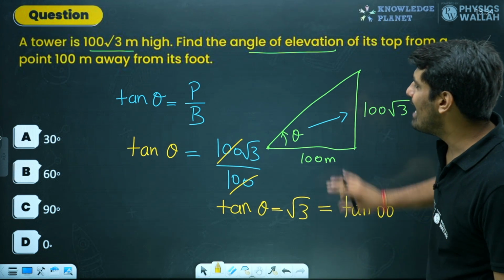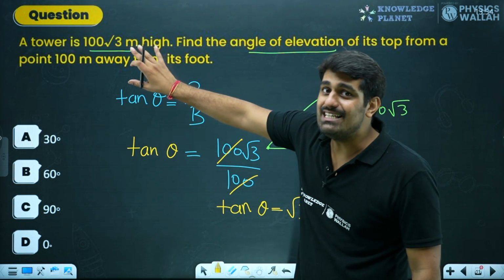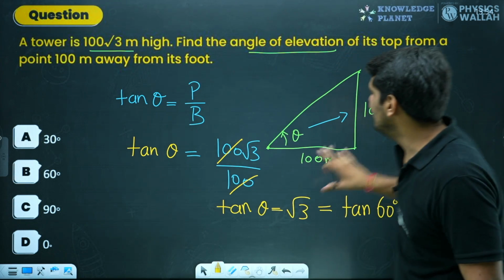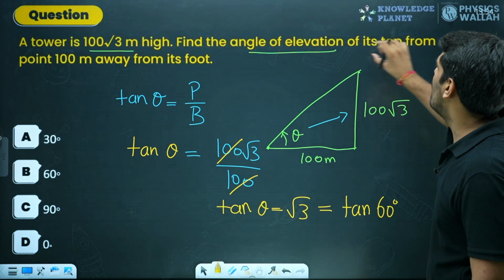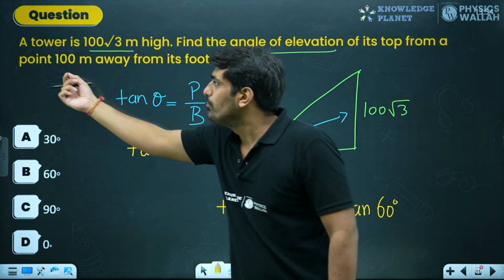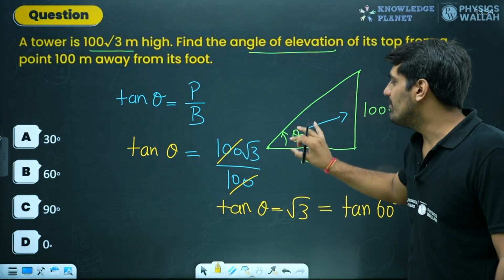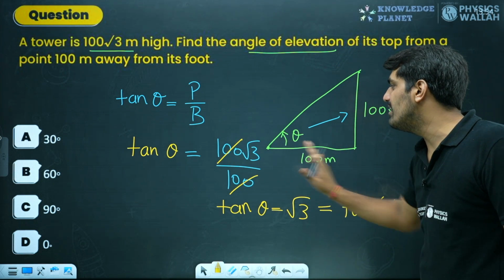Tan 60 degree. I hope you are able to understand. I am revising once again. Tower height is given, so this is the perpendicular height given. The angle of elevation is being asked from the top, at a point 100 meter away. So this distance from the foot is 100 meter.